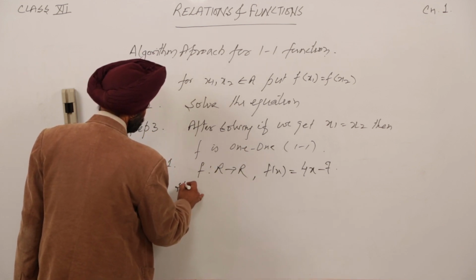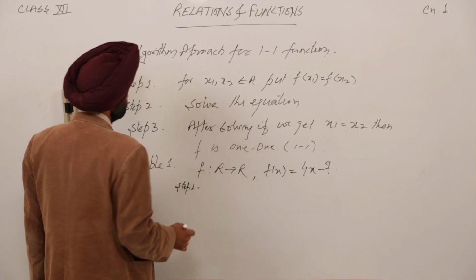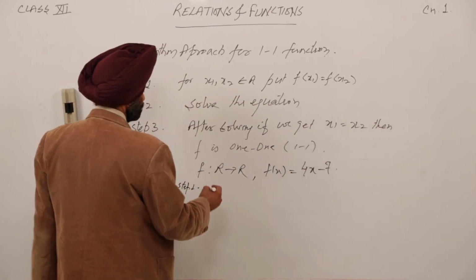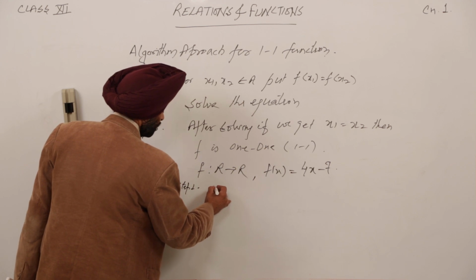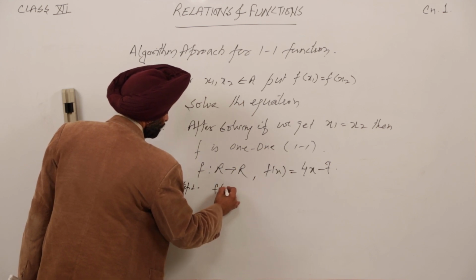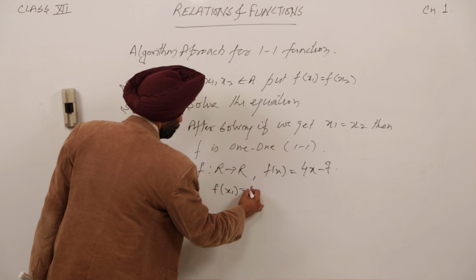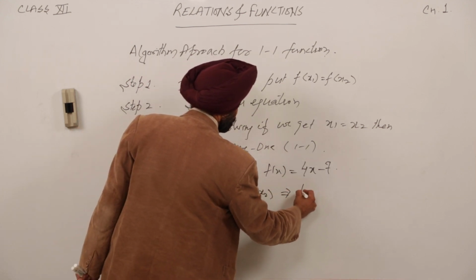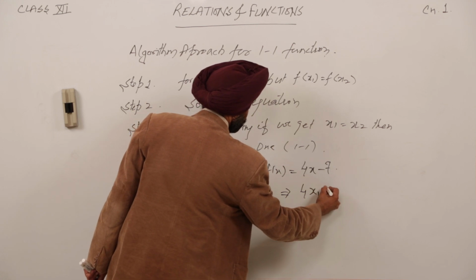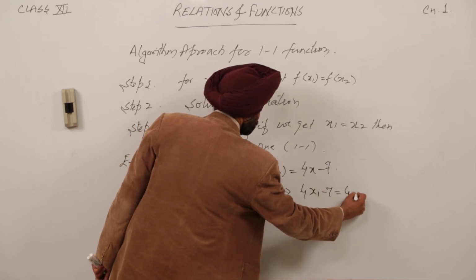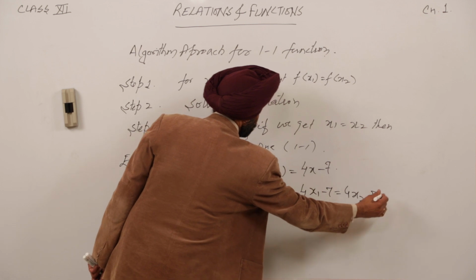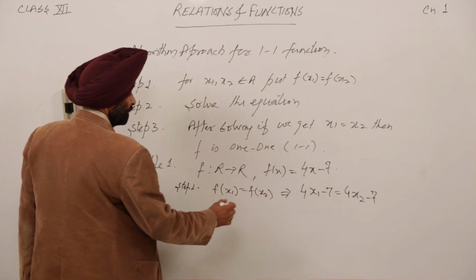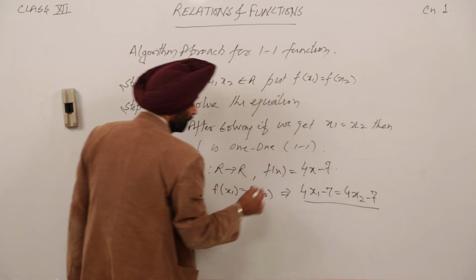Then what are we having? Step number 1: for x1, x2 belongs to A, put f(x1) is equal to f(x2). Now when I am writing f(x1) is equal to f(x2), this means I have to write 4x1 minus 7 is equal to 4x2 minus 7. Now second step is to solve the equation. This equation we have to solve.